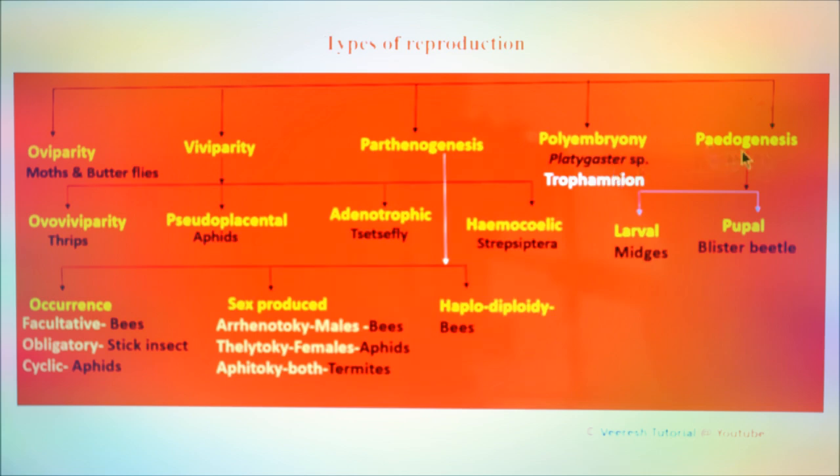And the last one is pedogenesis. That means immature stages are capable of reproduction. You can see larval pedogenesis in midges, whereas pupal pedogenesis in blister beetles.